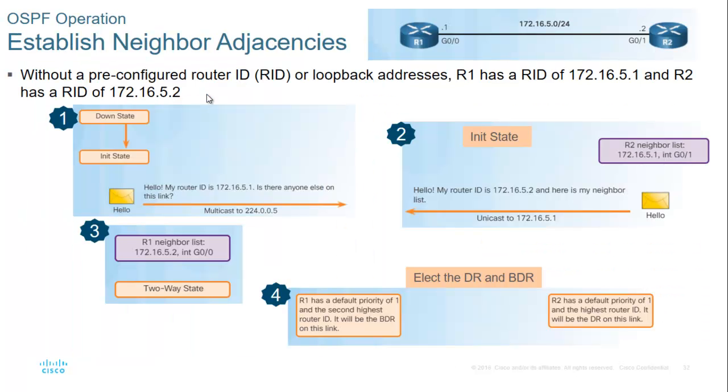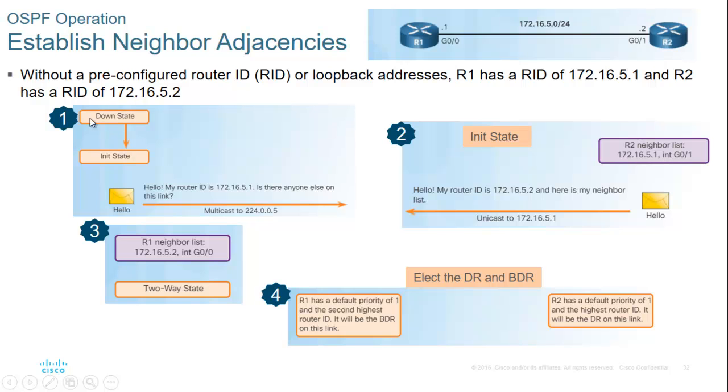How do they establish neighbor adjacencies? Without a pre-configured router ID or loopback address, router 1 has a router ID of 172.16.5.1 and router 2 has the router ID of 172.16.5.2. So look at this topology. They have one, but they haven't configured the router ID. So it will take the highest IP address. But in this case, there is only one IP address, so they will use that IP address as the router ID.